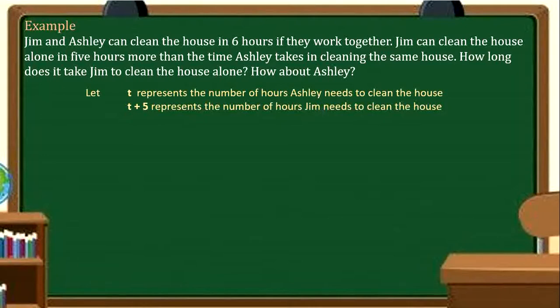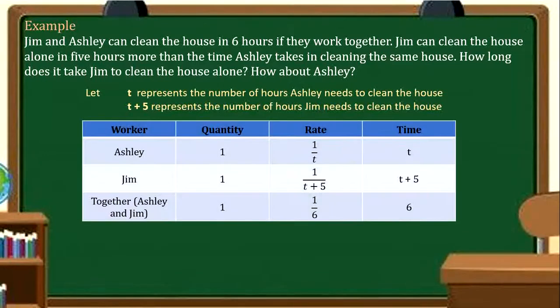Okay, bakit T plus 5? Kasi ang sabi dyan, si Jim daw, kaya niyang linisin yung bahay ng 5 hours more than ng kaya ni Ashley. Okay, so we have the rate for Ashley, so we have 1 over T. So 1 yung numerator natin over T, kasi T yung nagre-represent sa oras ng paglilinis niya. And then si Jim, 1 over T plus 5.